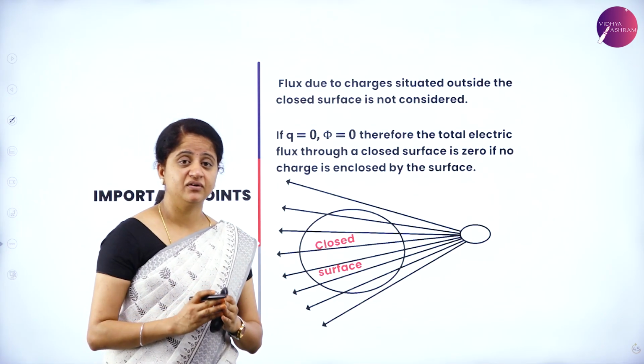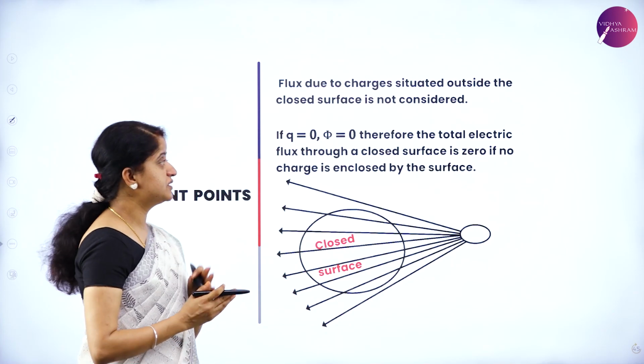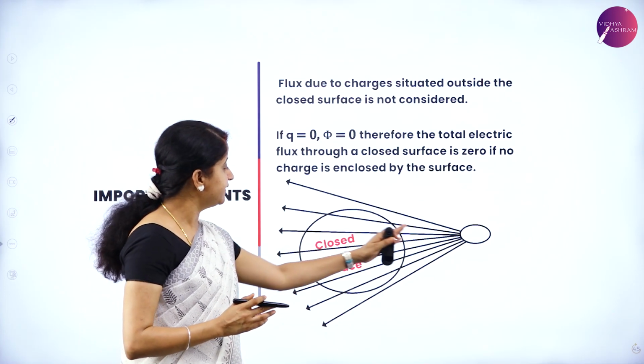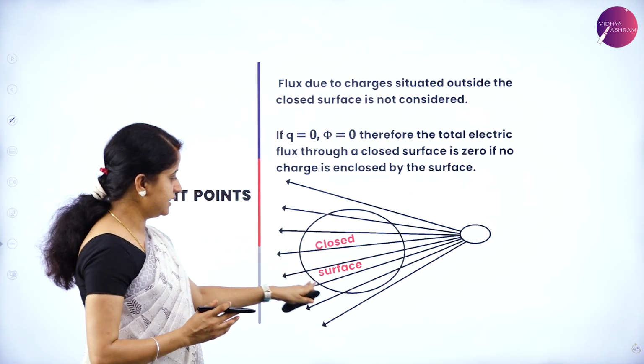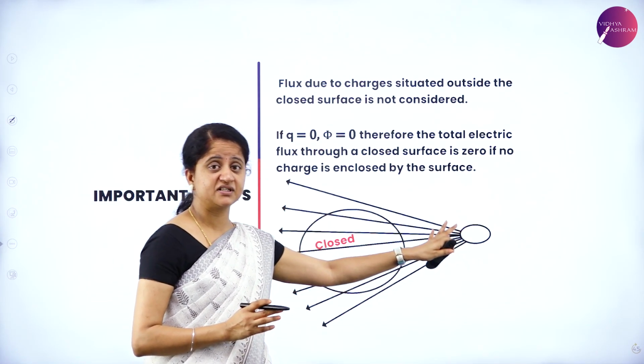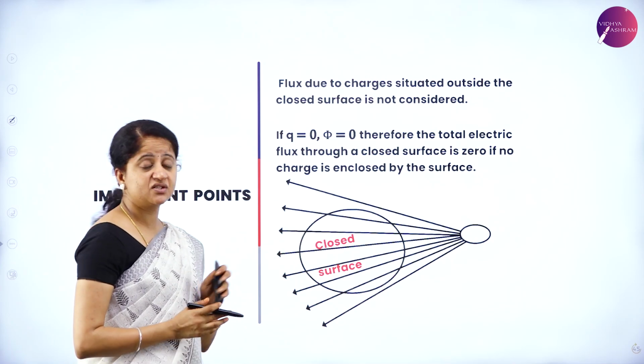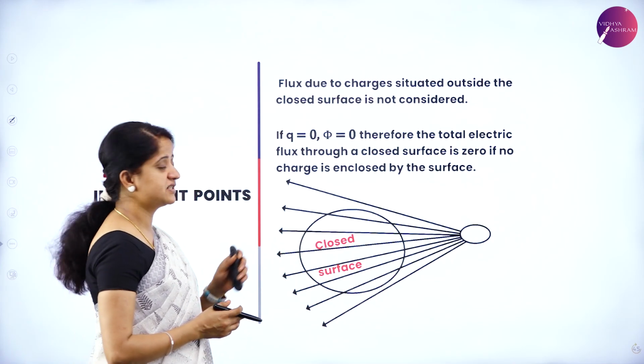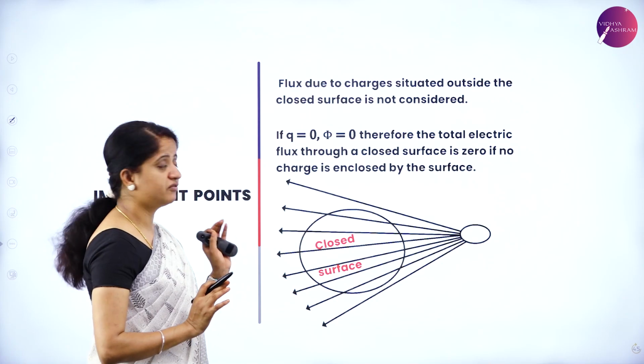So one thing we have to understand here is flux due to charges situated outside the closed surface. Suppose this is a closed surface, when the charge is placed outside the closed surface, the flux due to the charges which are situated outside the closed surface is not considered in the study of Gauss law.